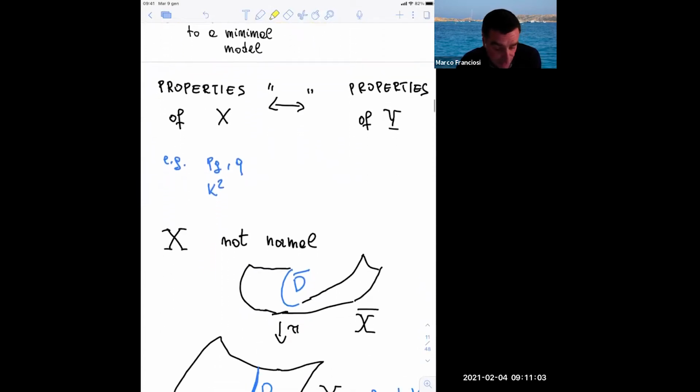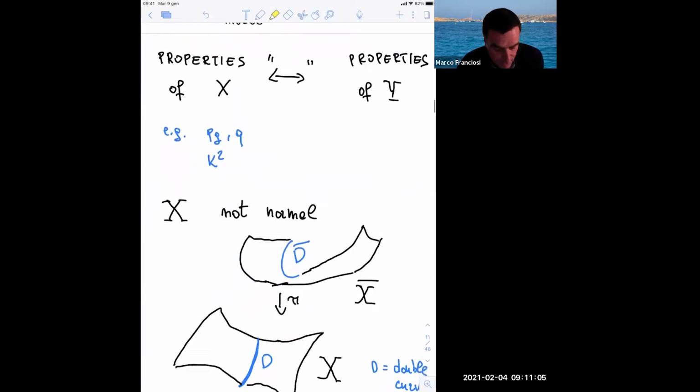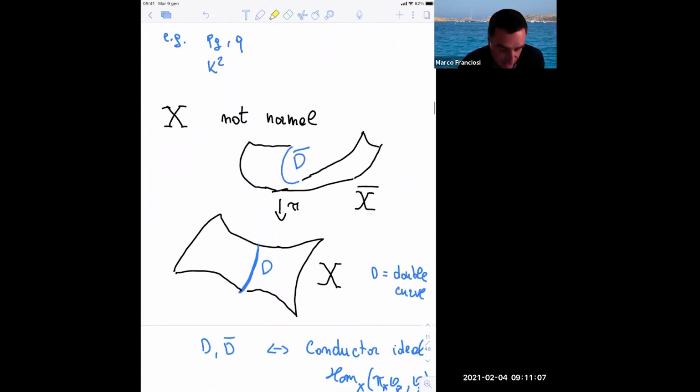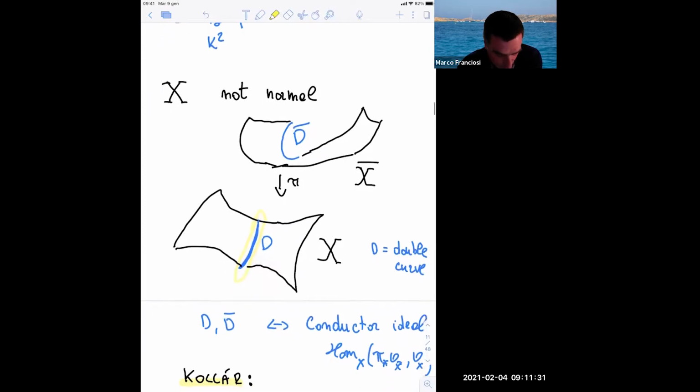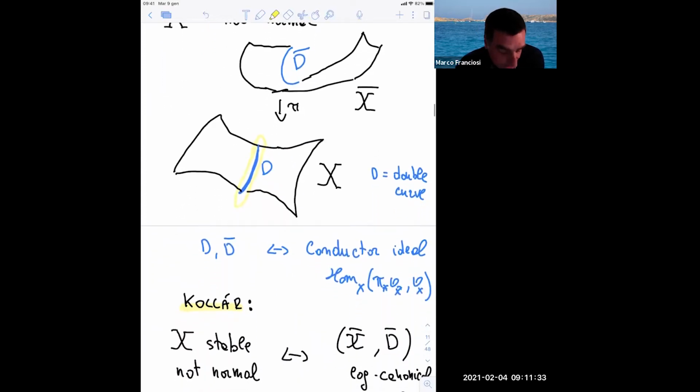If X is not normal, we may consider the normalization. Here D is the double locus, and D bar maps onto D. One way to study a non-normal surface is to consider X bar and D bar. And this is well explained by Kollár's papers.